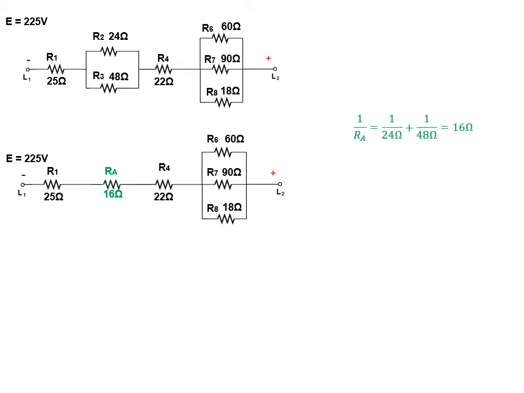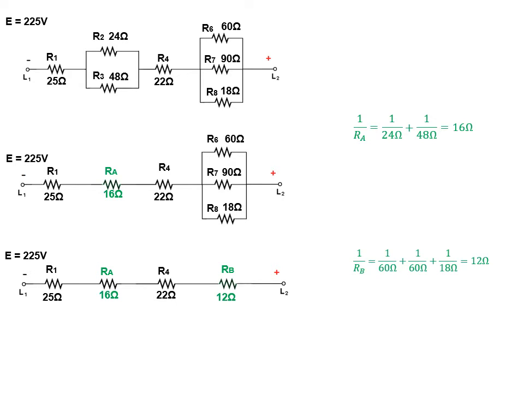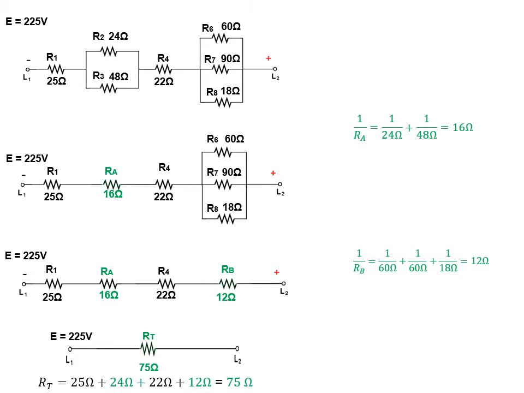So let's combine 6, 7, and 8, which are clearly across from each other, and combine them into what we'll call RB, where RB is R6, R7, and R8 in parallel, which gives us a resultant of 12 ohms. Now in our third drawing, it's quite easy to see that those 4 resistors are in series, and now is a good time to combine them in series. So if we take those 4 resistors and put them together to make one equivalent resistor, we will end up with 75 ohms.